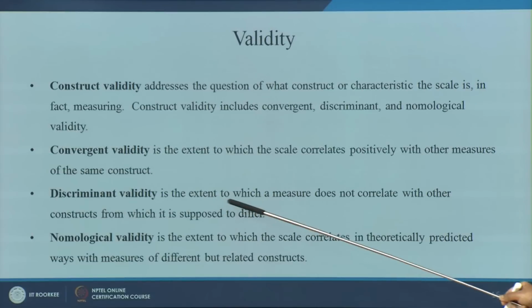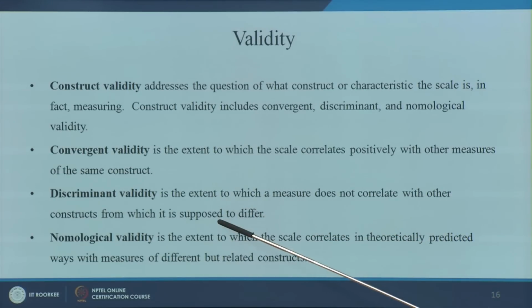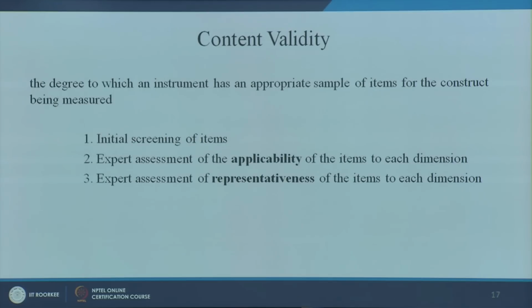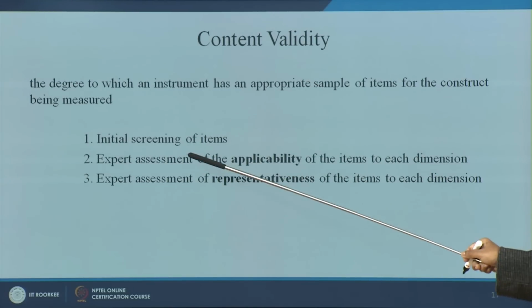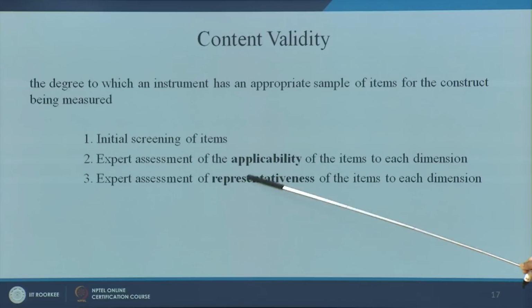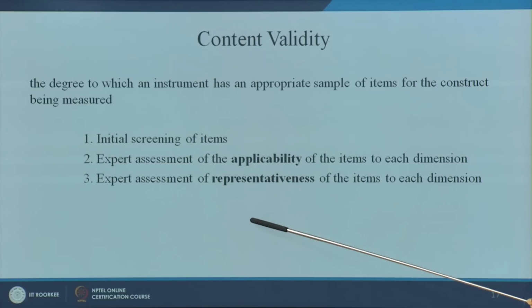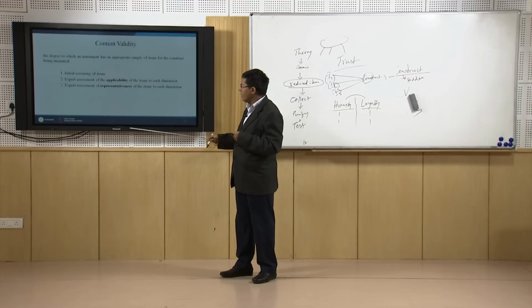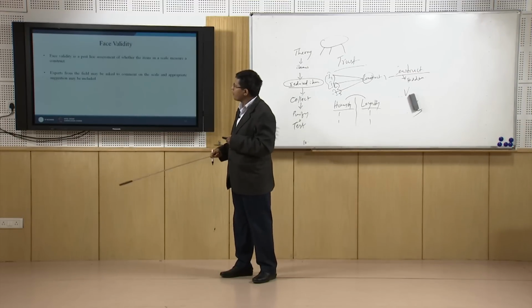Now, look at the extent to which a measure does not correlate with other constructs. So it is not between the items but between the constructs. Content validity is done through expert assessment, of whether the item is actually representing the construct or not.